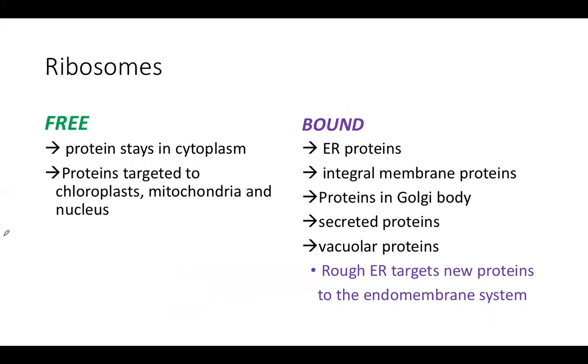So we're going to go over ribosomes really briefly. There is your free ribosomes, which are in the cytoplasm, and you have your bound ones, which are on the ER. The proteins of the free ones are targeted to chloroplasts, mitochondria, and the nucleus. And then your bound ribosomes, it targets a new protein to the endomembrane system. So over here, right, these are all your endomembrane system.